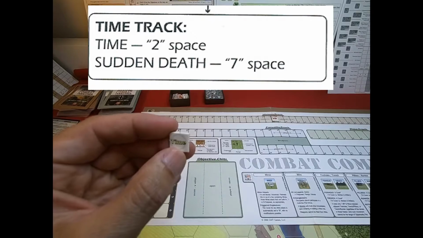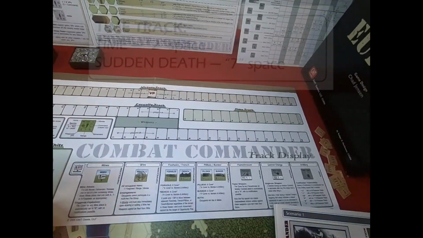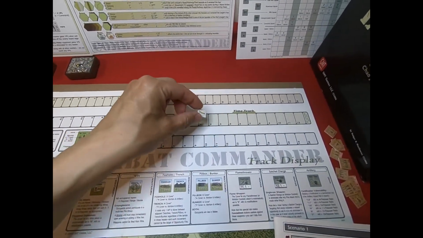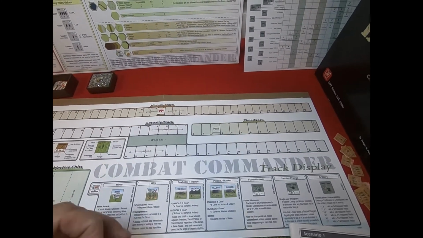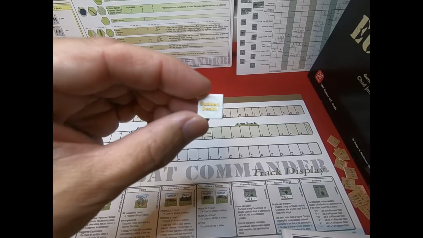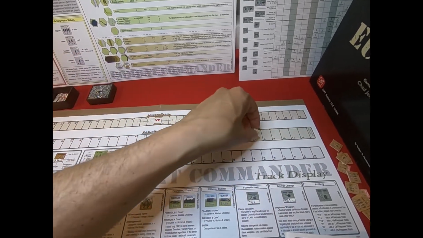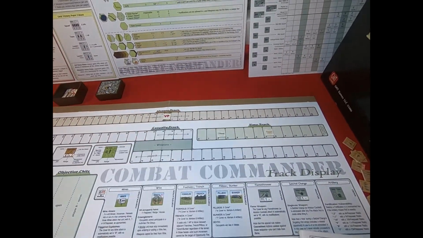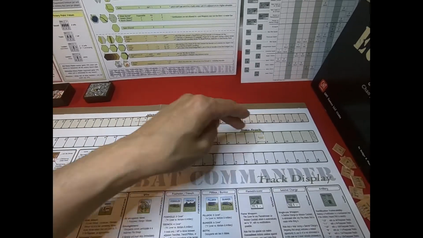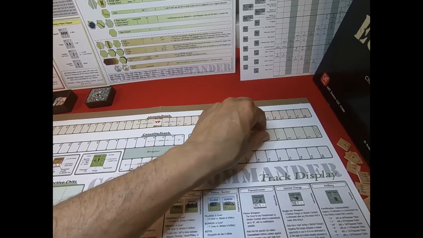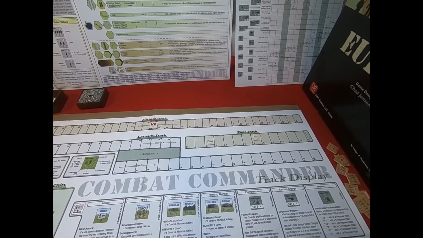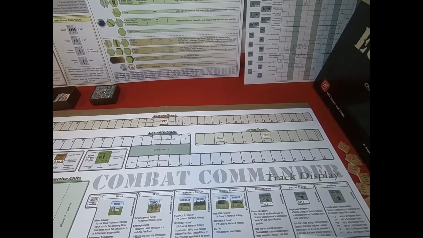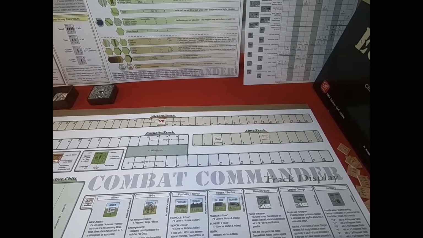And by considering the scenario, I have to place this marker on space 2, and as regards the sudden death, I have to place it on space 7. What does it mean? Well, actually, 1, 2, 3, 4, 5, 6. We can affirm that this game lasts about 6 turns.